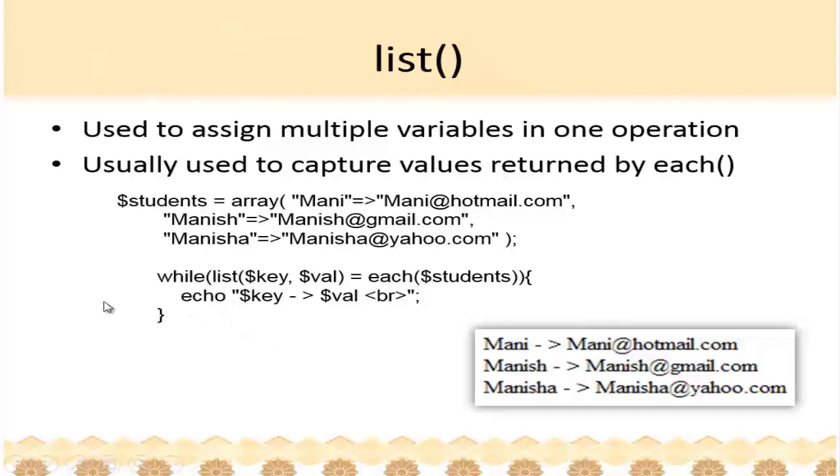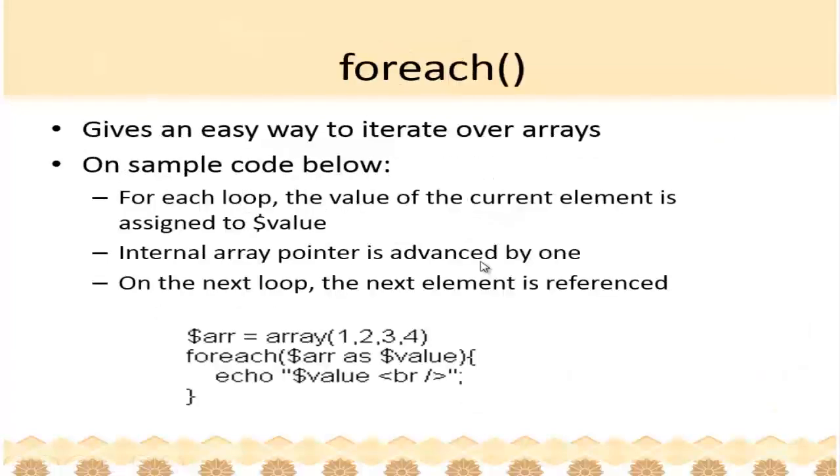So when the while loop returns back, it will again call this each function. When it calls this each this time, it will return the key as Manish and the value as manish@gmail.com, and those two values will be printed. Once it returns these values, the internal pointer will be pointing to the next element of the array, and if the while loop returns back, it will read the last element, and the last element will have the key Manisha, and the value will be Manisha at Yahoo or any other mail.com, whatever it is.